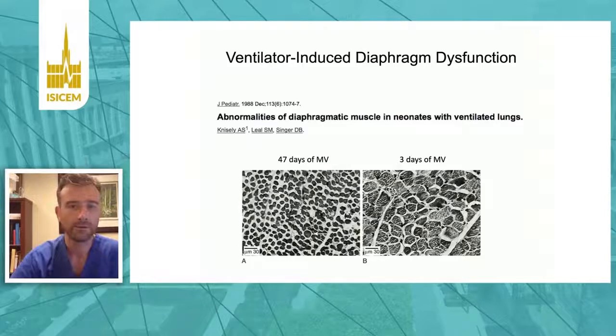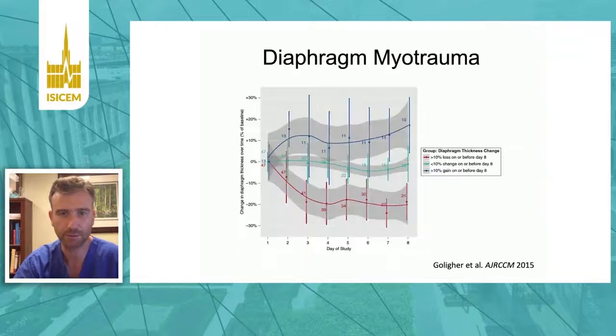Many of you will already be familiar with the concept of ventilator-induced diaphragm dysfunction, the idea that being on the mechanical ventilator actually leads to acute diaphragm atrophy and injury. This was classically described by Knisley and colleagues in the 1980s, and since then there has been an abundance of clinical observation to support the recognition that this is an important clinical entity, an important clinical problem.